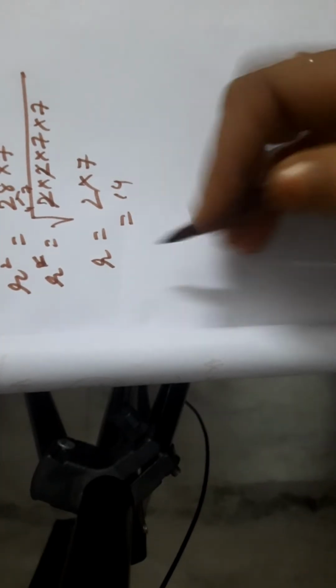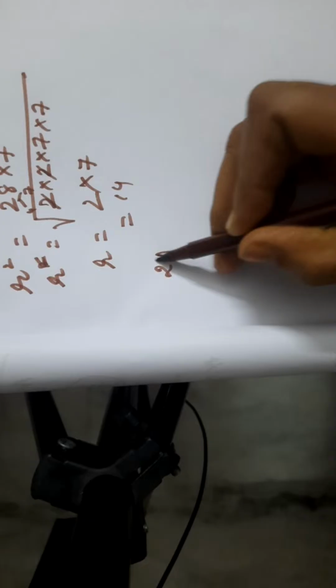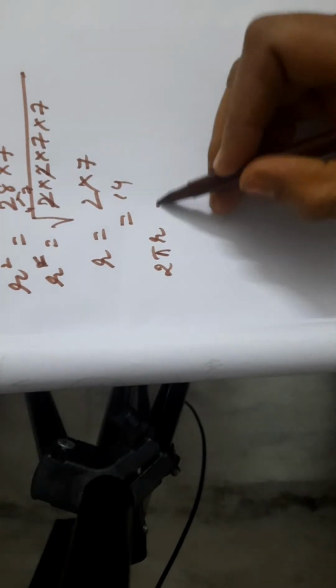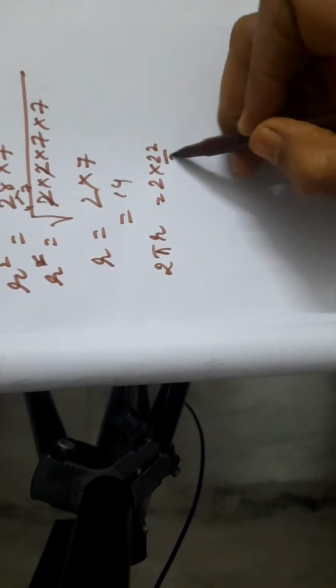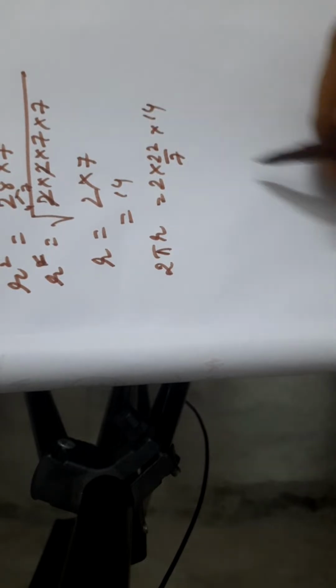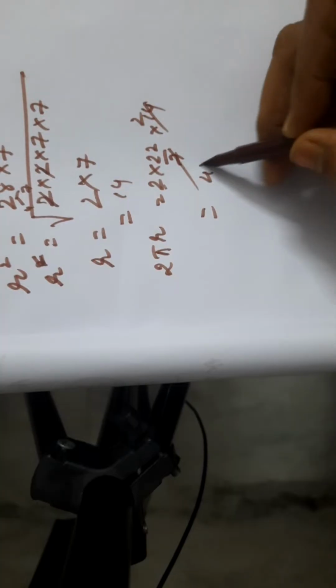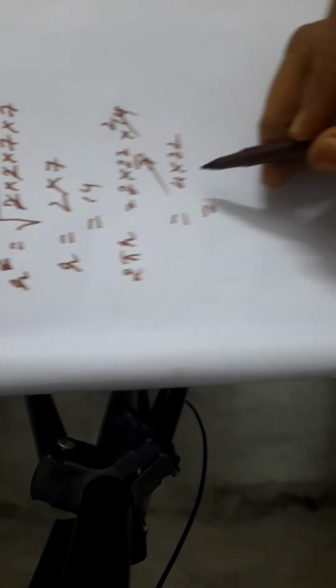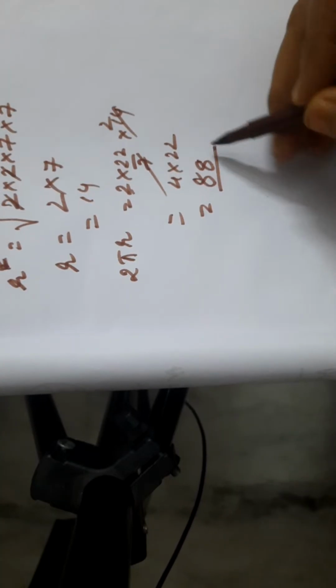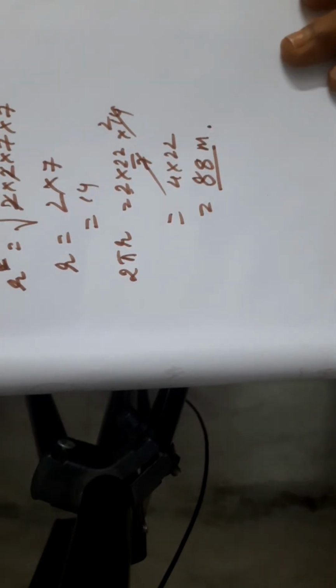Once you got the radius, calculate circumference. 2 pi r, so it's 2 multiplied by 22 by 7. Radius is 14. 7 2s are 14. So finally 2 2s are 4. 4 multiplied by 22. Thus it is 88 meter. Is it clear?